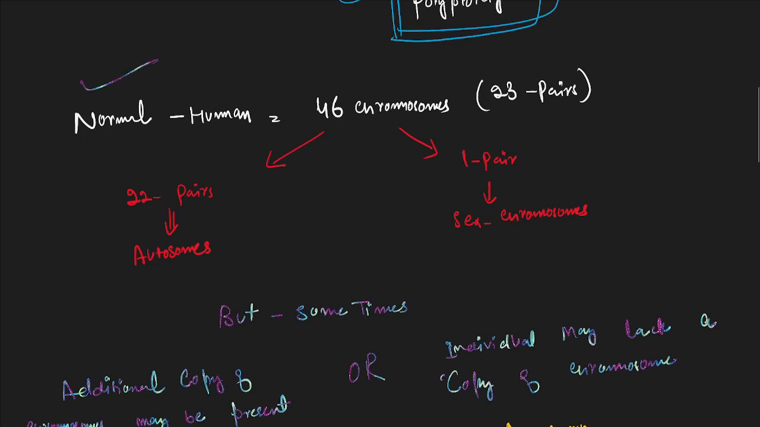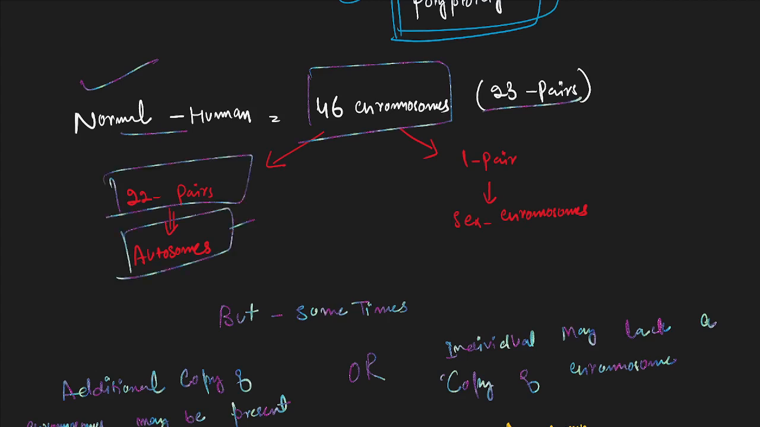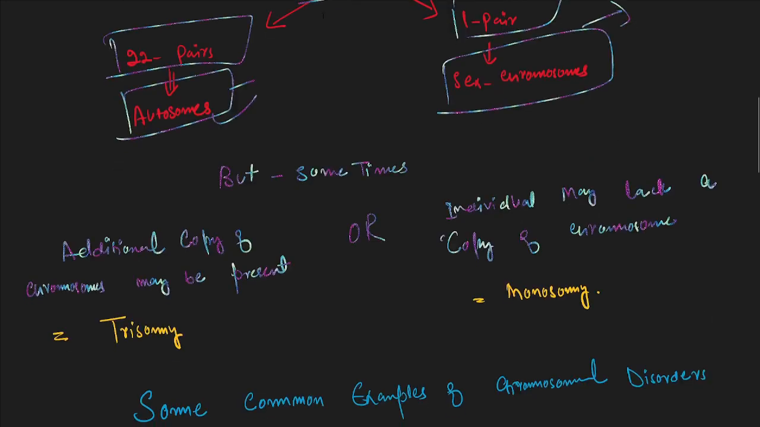If we talk about the normal human being, we know that in the normal human being there are 46 chromosomes, or we can say 23 pairs. Among the 23 pairs of chromosomes, or among 46 chromosomes, 22 pairs are called autosomes. Is this also clear? The 22 pairs among the 23 pairs are known as autosomes, and the remaining one pair is known as sex chromosome, and these are responsible for the sexual development in an organism.